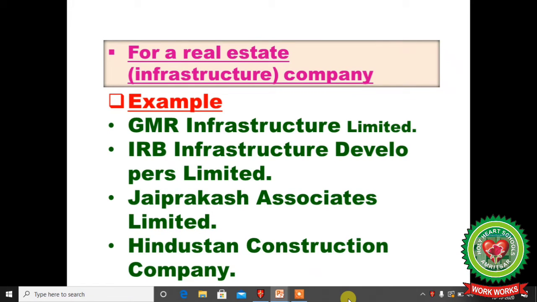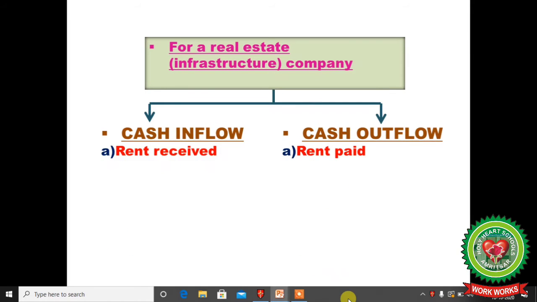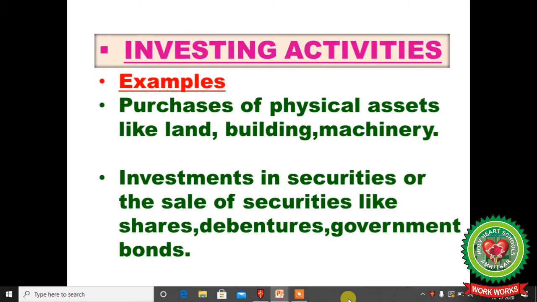Next one is for real estate and infrastructure companies, for example GMR Infrastructure Limited, IRB Infrastructure Developers Limited, Jayaprakash Associates Limited, Hindustan Construction Company. These all are real estate company names available. And for real estate, the inflows and outflows: inflows like rent received and outflows simply rent paid.